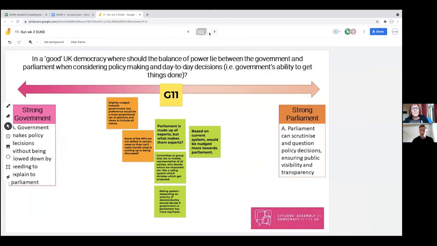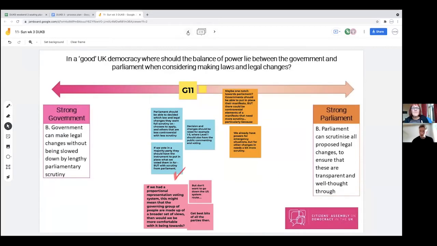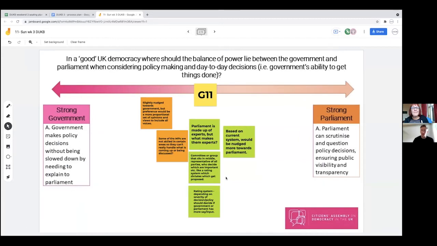One of the other things we discussed was how the voting system relates to this. Perhaps if we had a more proportional voting system that ended up with a broader range of voices within government, we might then feel more comfortable putting the balance of power towards government, if it had that broader range of voices within it.